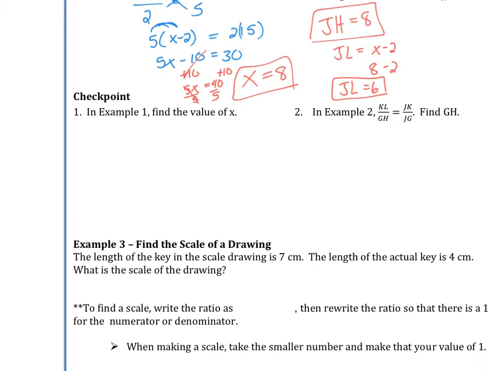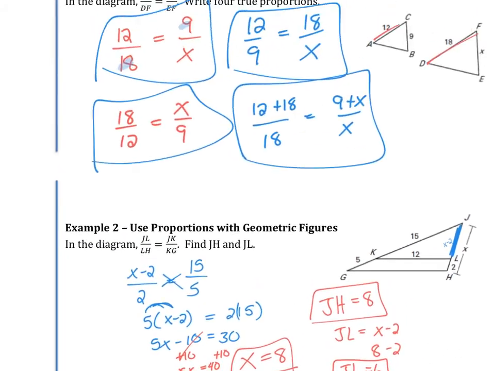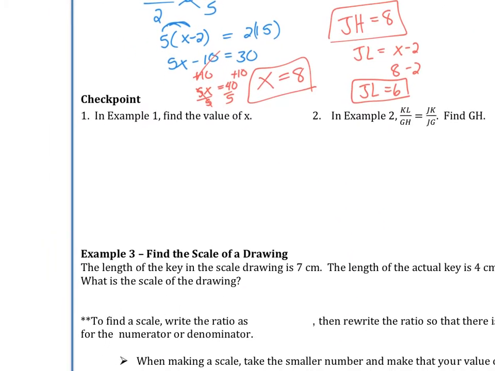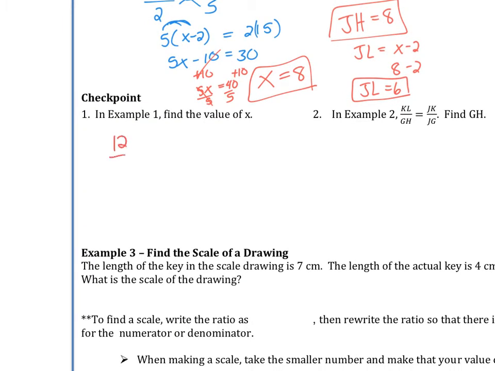Okay. In the checkpoint, it says, in example 1, find the value of x. So example 1 was 12 over 18 equals 9 over x. And we're going to solve for x, so we have to cross multiply. 12 times x equals 9 times 18.